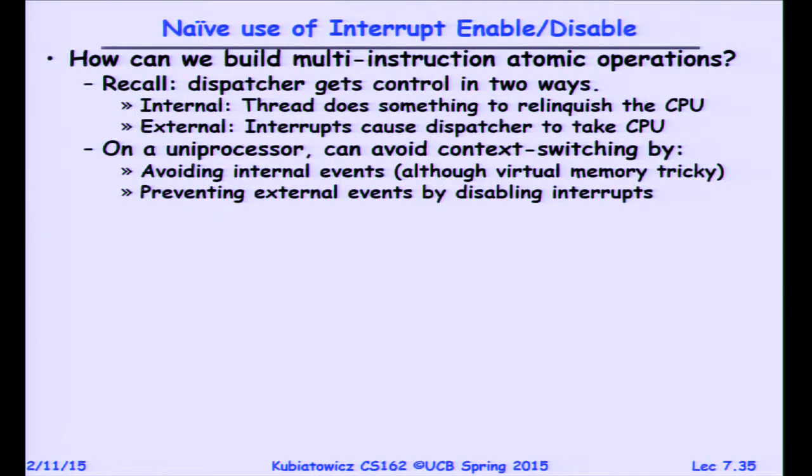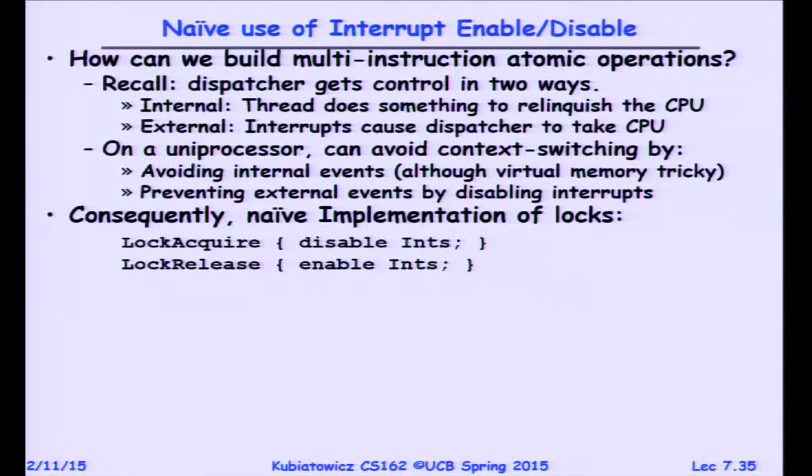Yeah, there's a little bit of a problem with that, because you turn off interrupts and you're busy computing the last digit of pi. Now what? No interrupts ever happen again. And so here's our implementation of locks. Lock acquire is disable interrupts, lock release is enable. Seems attractive until you start thinking about it a little bit.